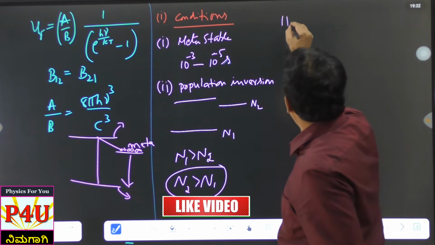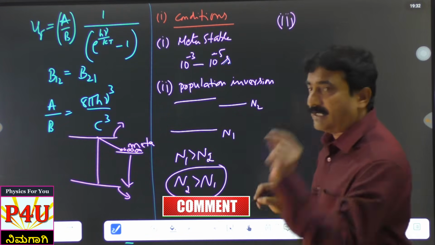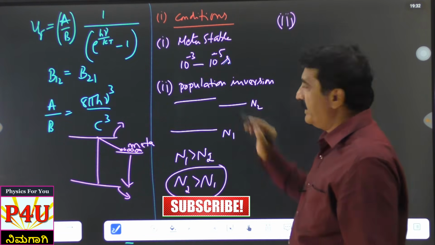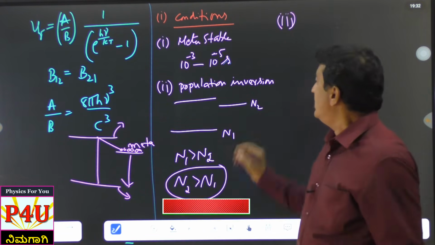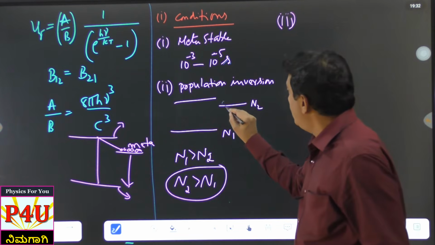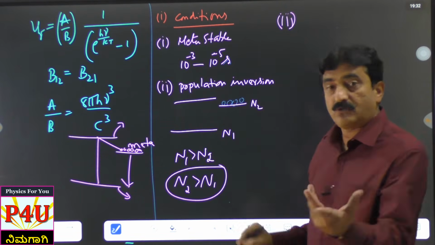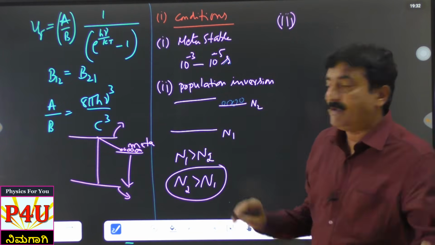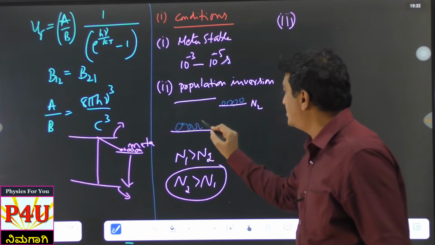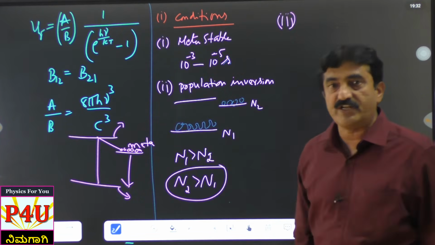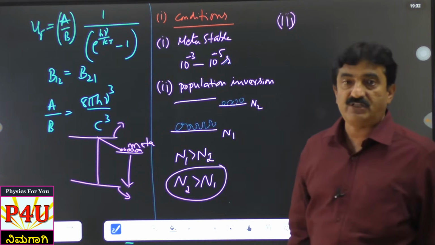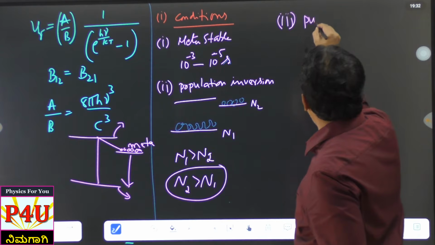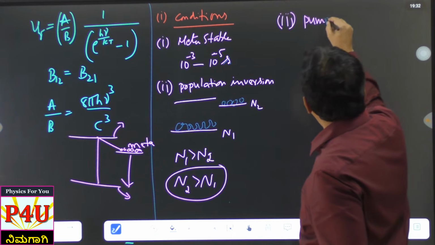Third condition. What is the third condition? Okay, we have a metastable state. We need to increase the population here. Then how to increase the population? How to make N2 greater than N1? Because to begin with, all the atoms will be in the ground state. I want to take them to this state. So for that, what do I have to do? Yes, you are correct. I have to pump them. So next is the pumping process.